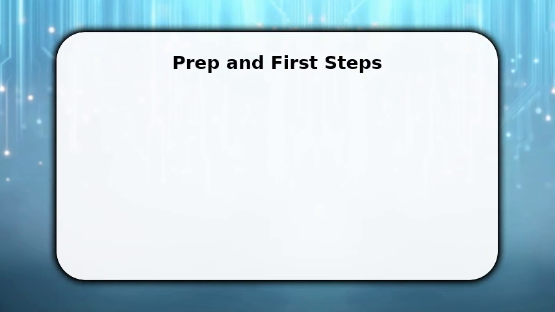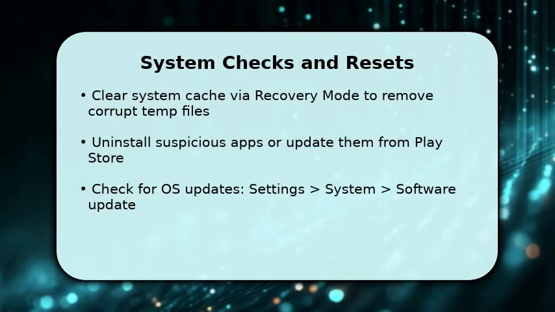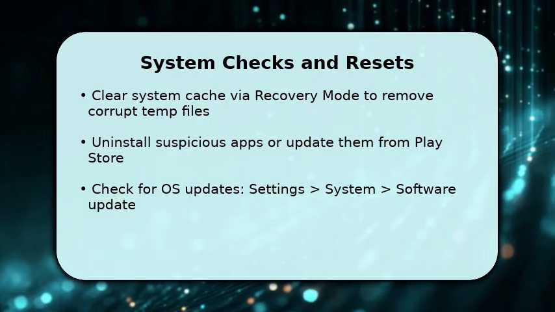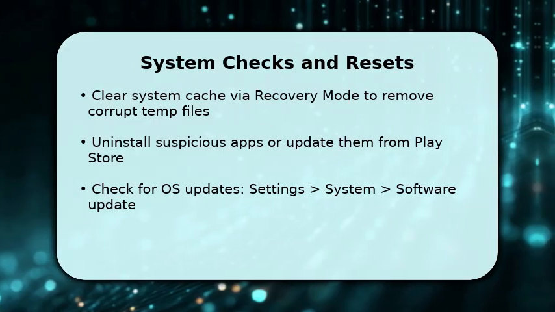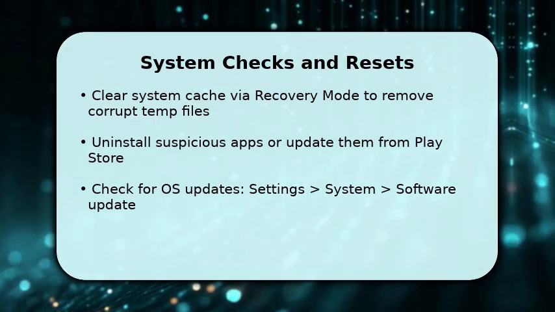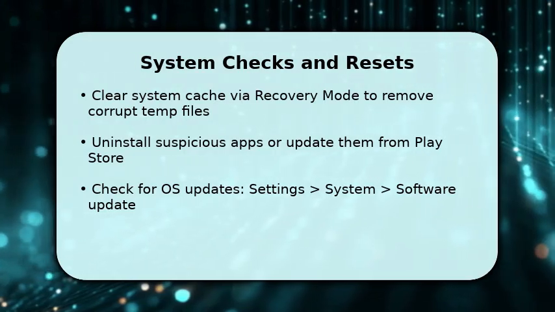You now perform deeper system checks. Reboot into recovery mode and clear the system cache partition to remove corrupt temporary files that can trigger reboots. Then, back in the OS, uninstall any recently added or suspicious apps, or update them if updates exist, because bad app builds often crash the system.